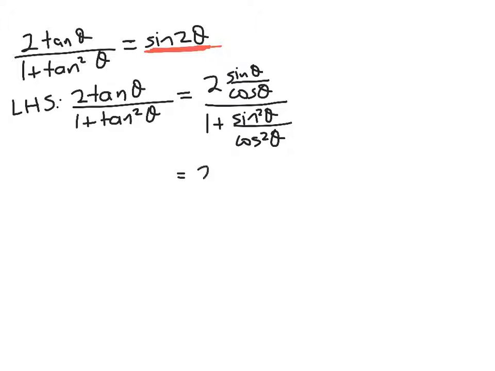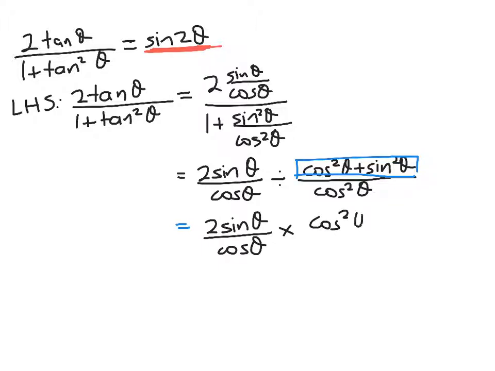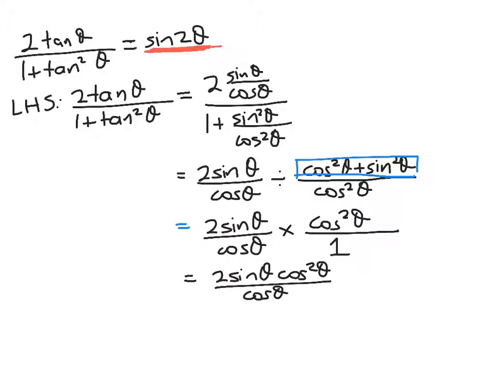That's very messy. We're going to write it out like this: 2 sine theta over cos theta, divided by 1 plus sine squared theta over cos squared theta. So here, getting a common denominator gives me a very nice cos squared theta plus sine squared theta in the numerator here. So if I'm dividing by a fraction, I'm multiplying by the reciprocal. So it's going to be times cos squared theta over 1, which gives me 2 sine theta cos squared theta over cos theta, which is 2 sine theta cos theta, which equals sine of 2 theta, which is my right hand side as required.